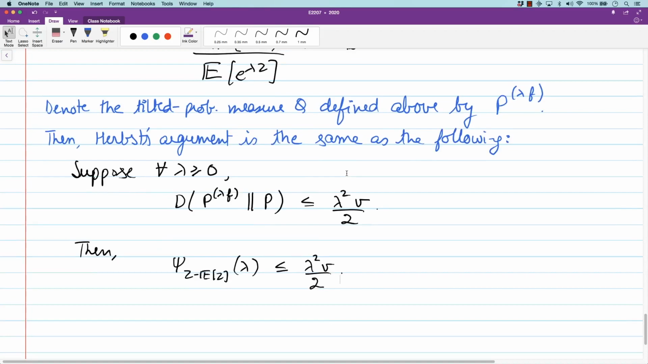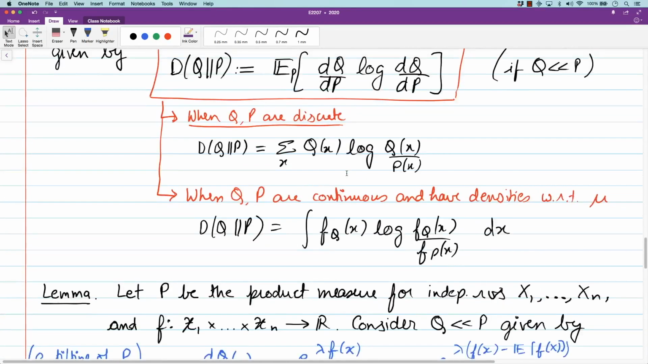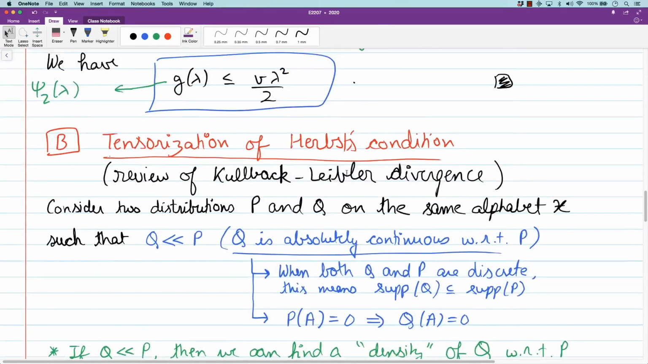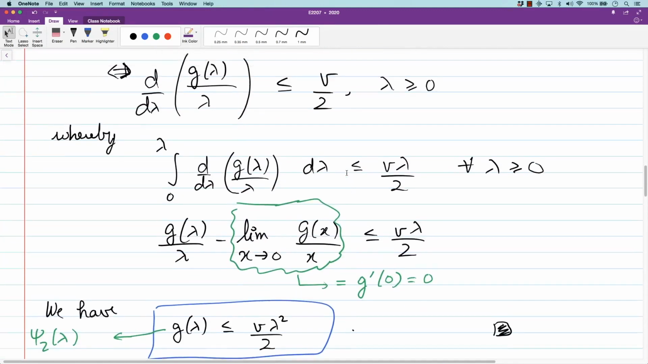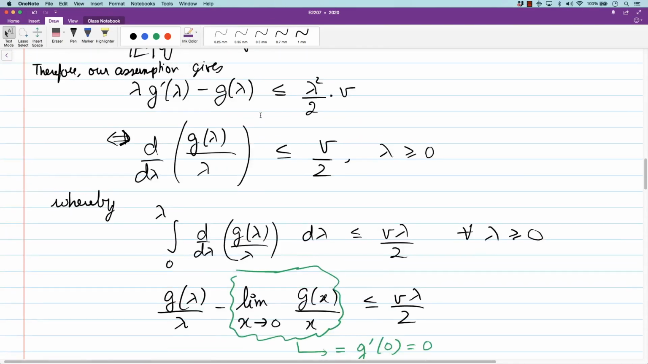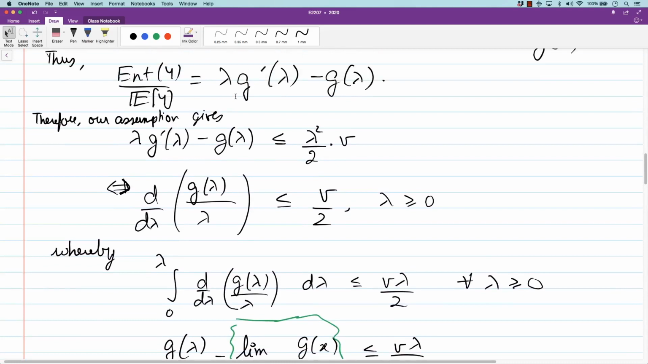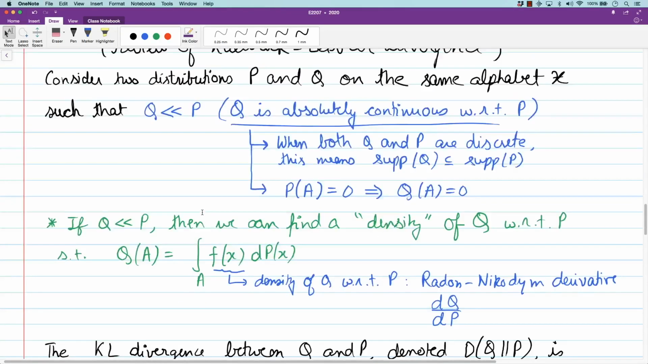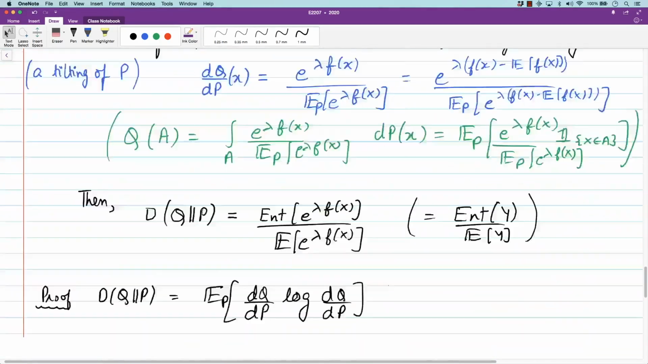In fact, if we go to the proof of the Herbst argument, we observe this guy here. We observe that this entropy is exactly equal to this guy, and so we know that this is a divergence, and the divergence is exactly equal to this guy, which is this derivative here. So this can be written as, let me summarize that bound here.